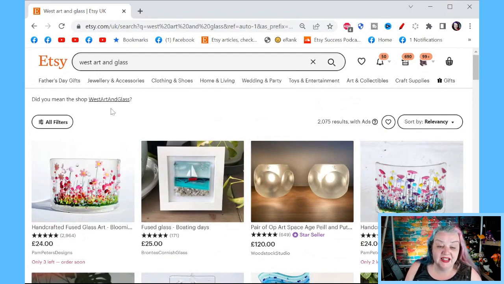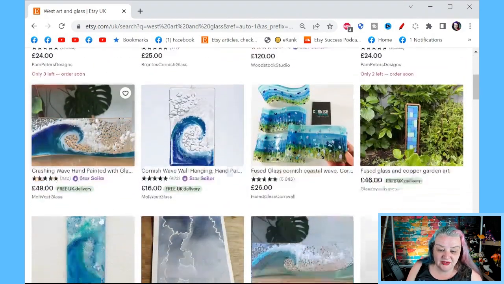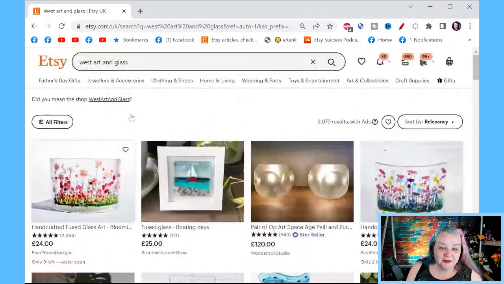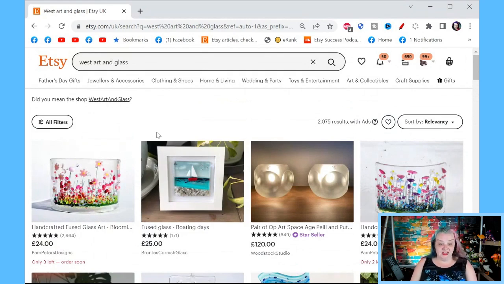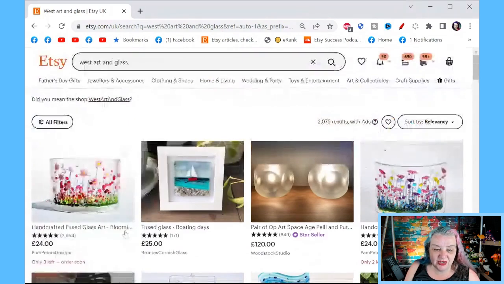Actually, I think this is a keyword somebody has been shown on a blog or something, or has heard of, and people are searching for the shop West Art and Glass. It's not even actually showing up here. So it's not a good keyword. It's just that at the minute, a few people have been searching for a shop. It's not actually a keyword. Even the title doesn't have anything to do with it. Etsy's not really sure what it's all about.